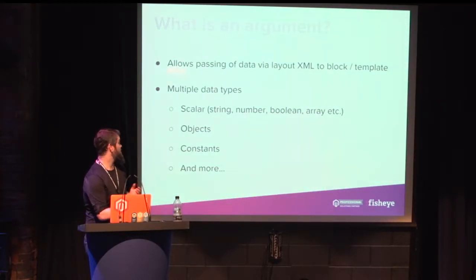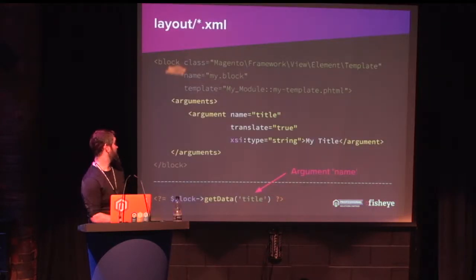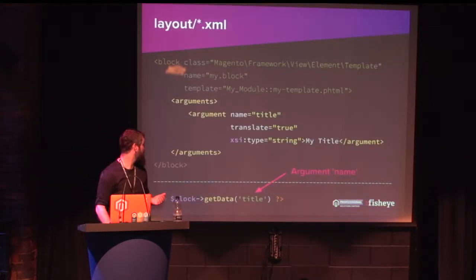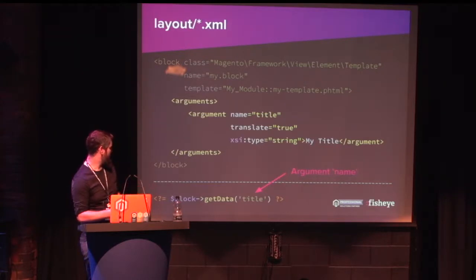So arguments are a thing in Magento 2's layout XML that mean you can pass data from layout to a block. They could be of many different types, strings, numbers, even objects, and there's some custom ones as well. Here's a really basic example. We've got an argument here with the name of title, its type, the xsi:type there, string, and the value of my title. And we can get that in our block or in our template file just by doing a getData call and passing in the name parameter.